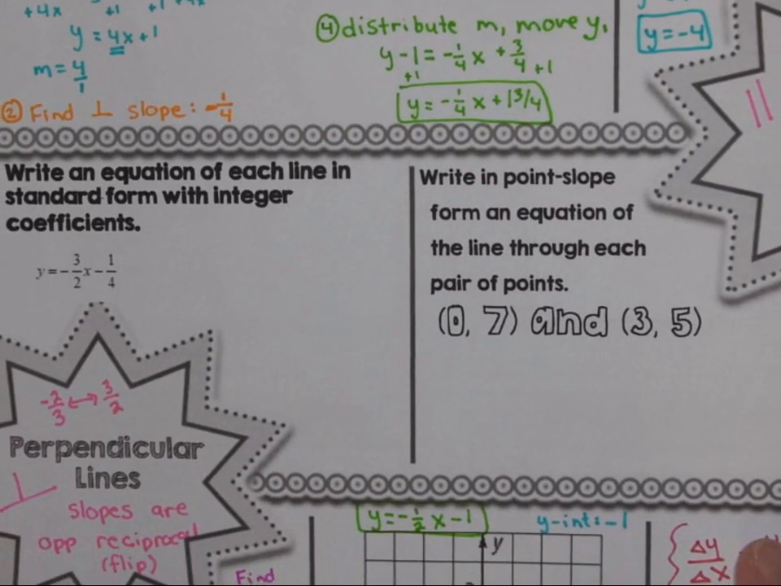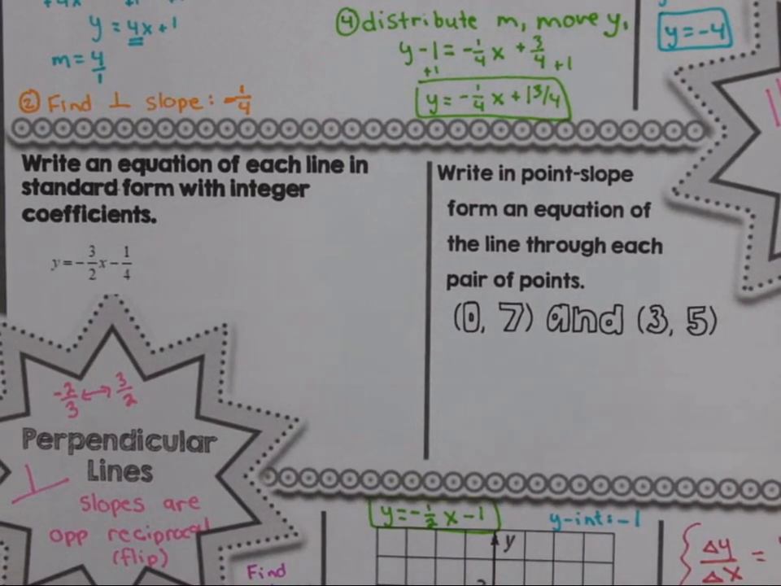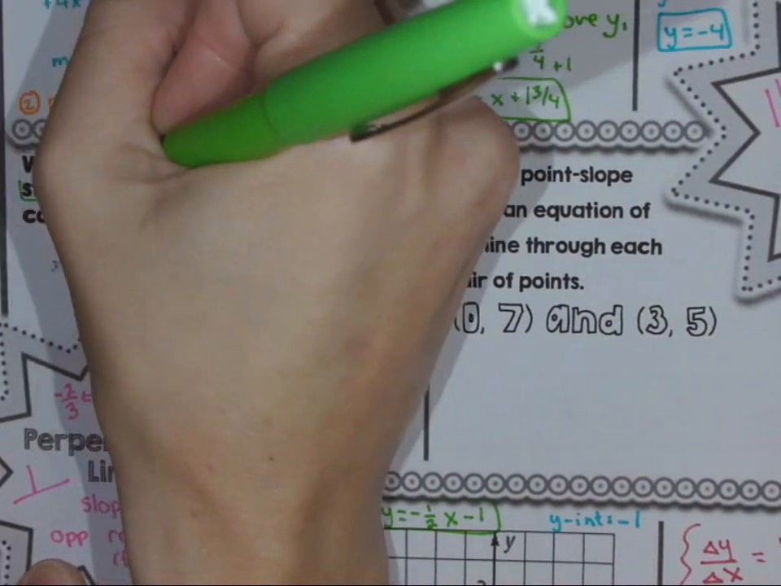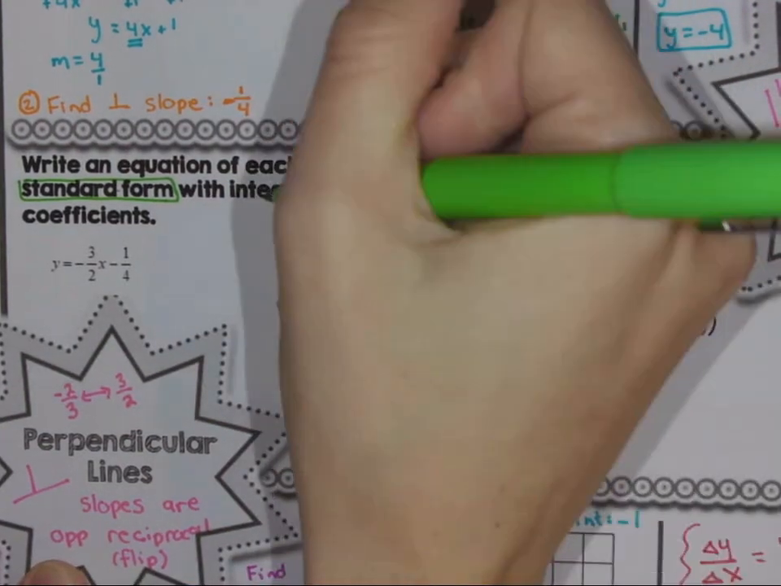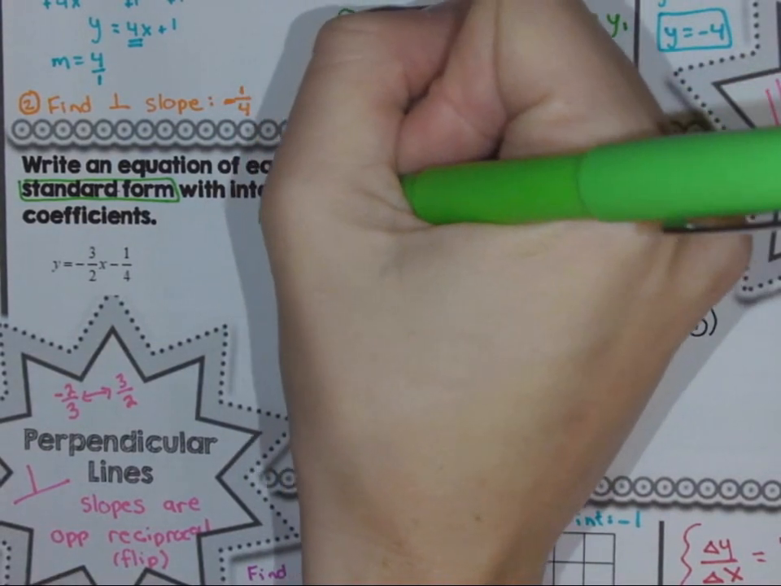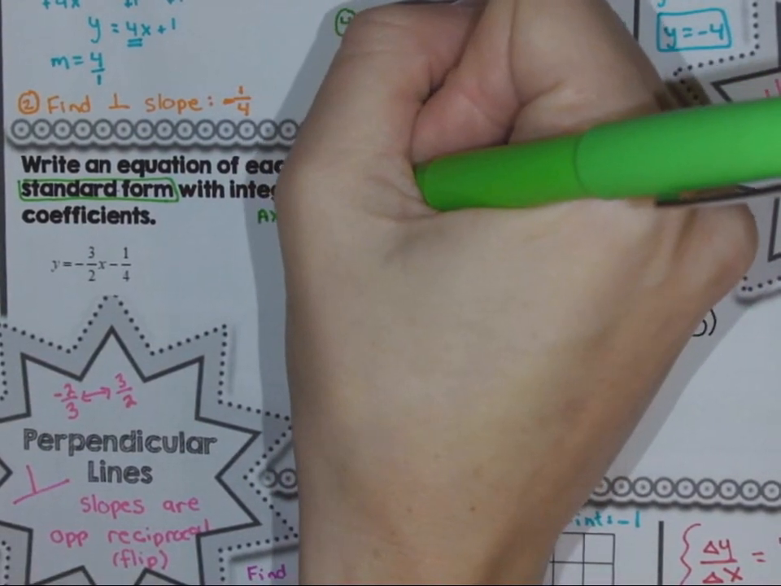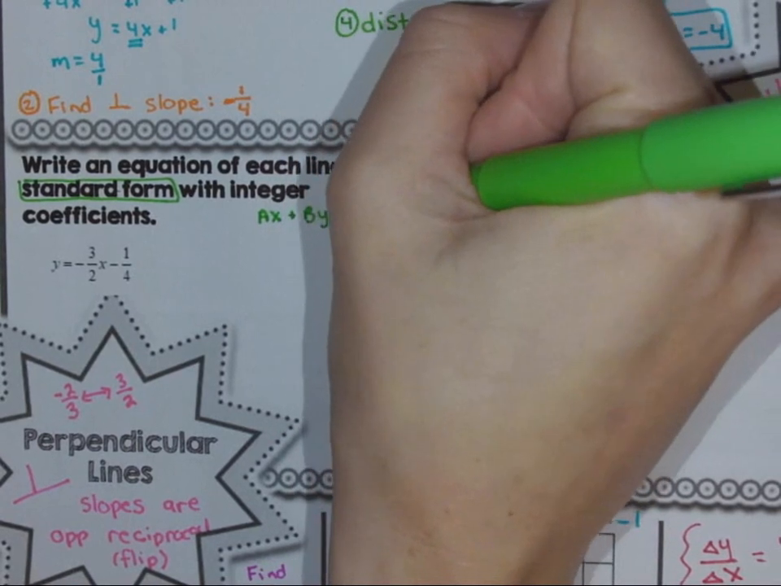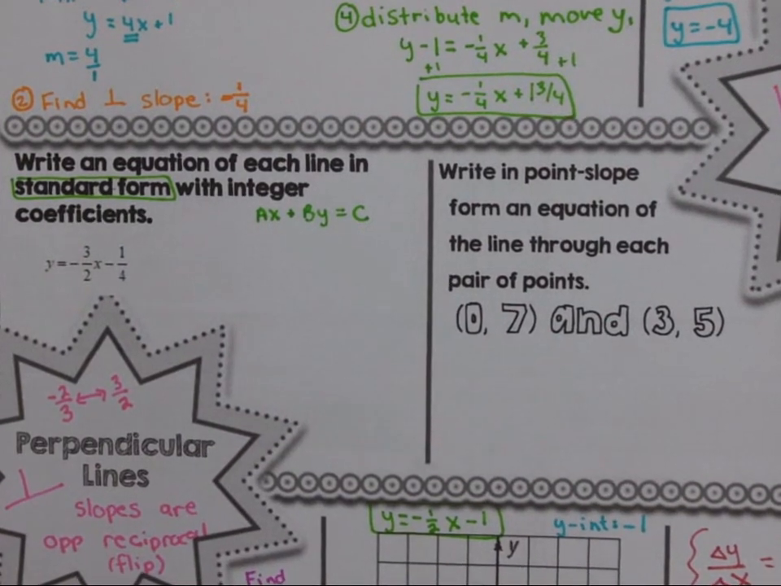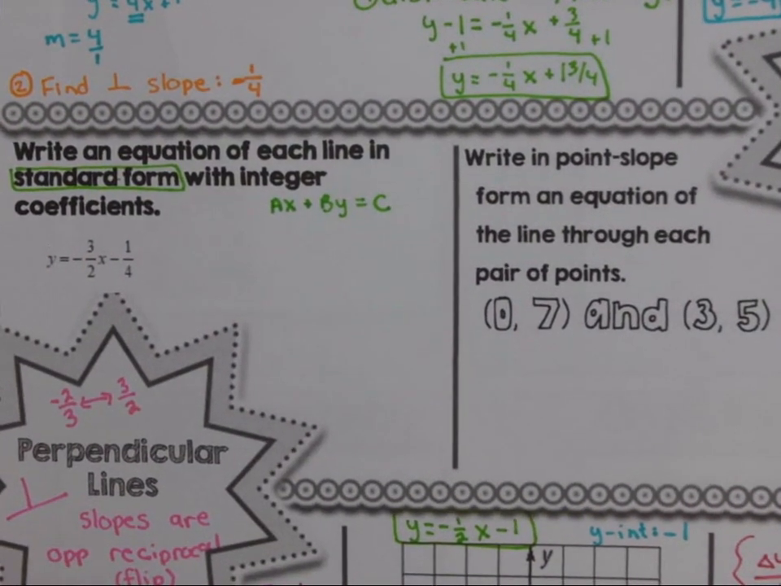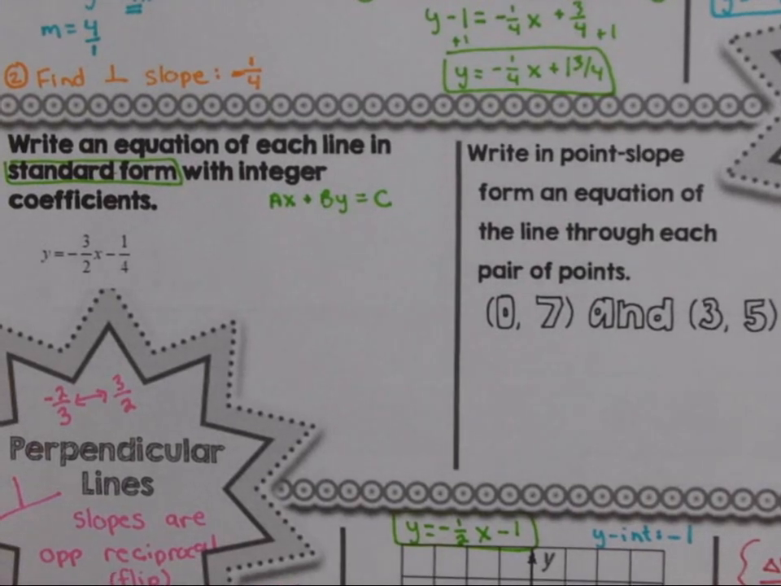Alright, so a couple more here. Write an equation of each line in standard form with integer coefficients. So let's talk about what that means. Starting with standard form. Standard form was some ax plus by is equal to c, which means that we want to get x's and y's on the same side of the equation. So right now I have y equals -3/2 x minus 1/4.